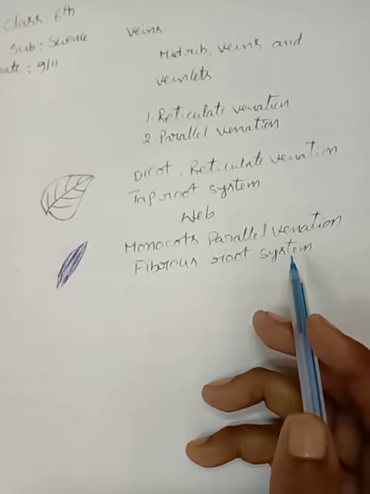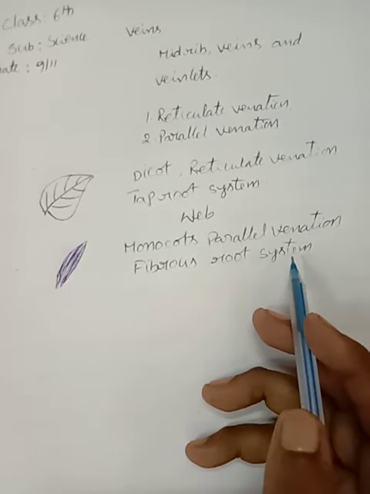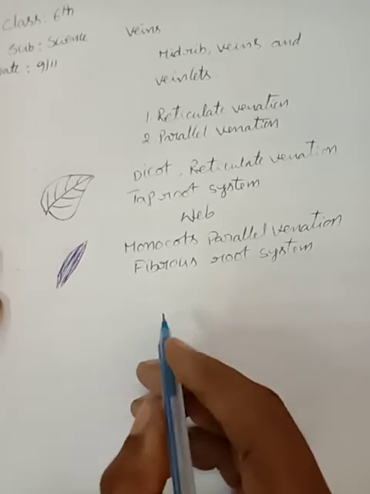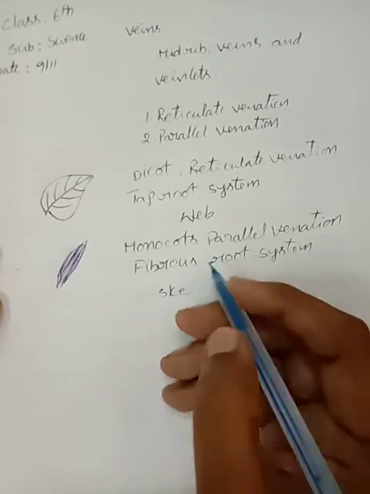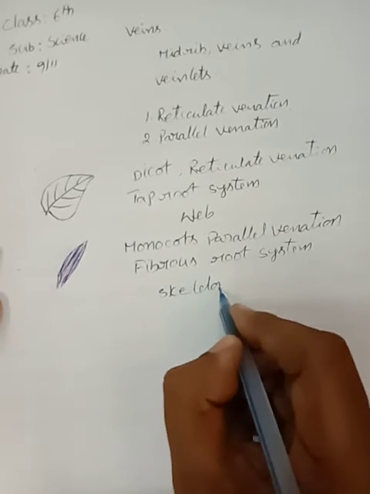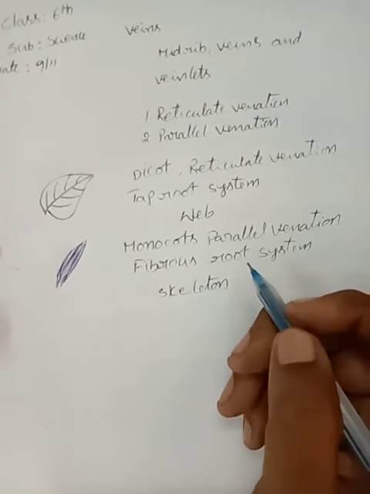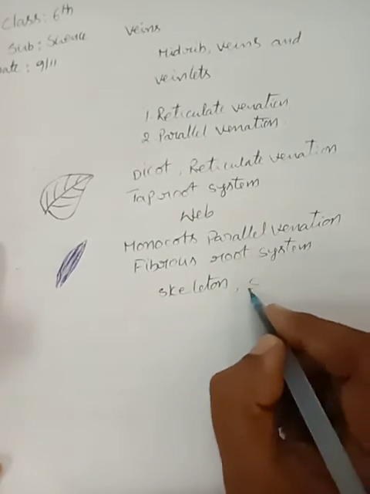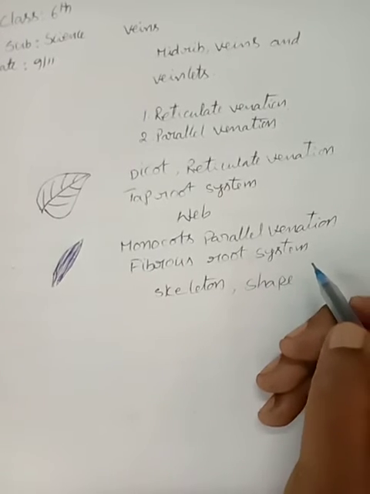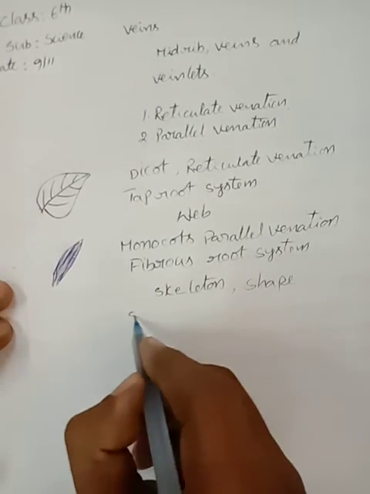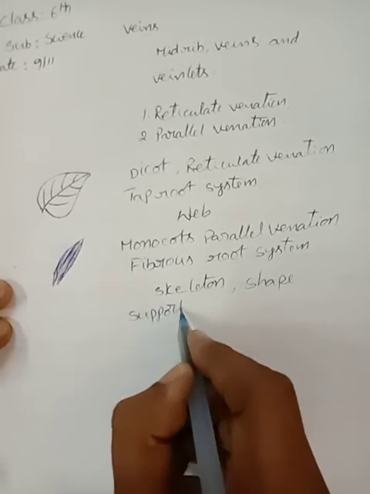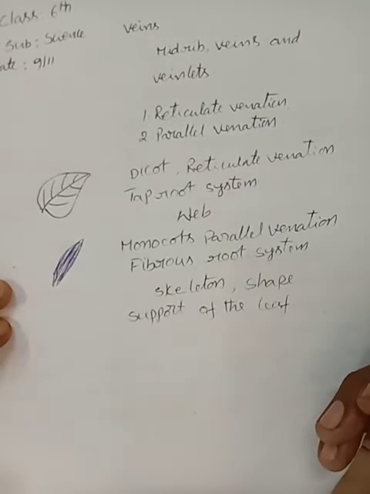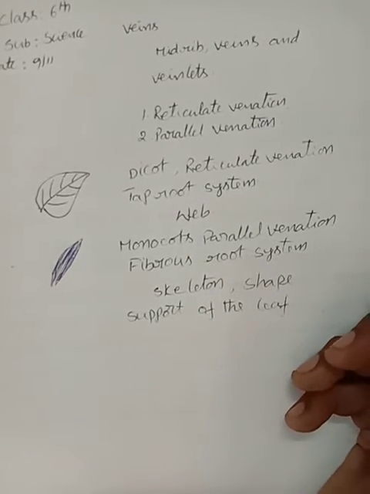Okay, children. Venation acts as a skeleton of the leaf and gives shape and support to the leaf. What is meant by venation?